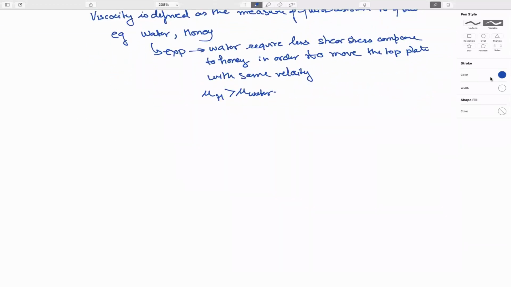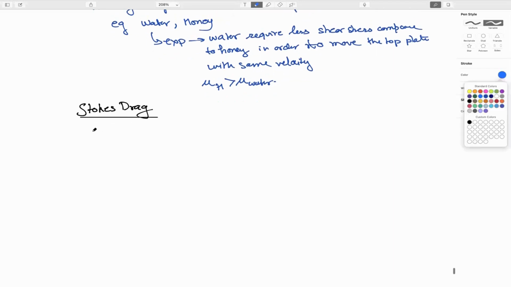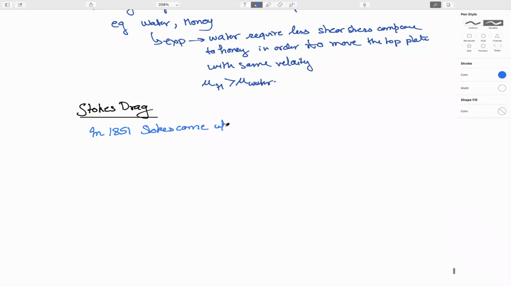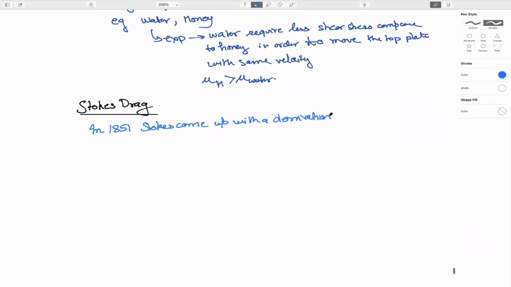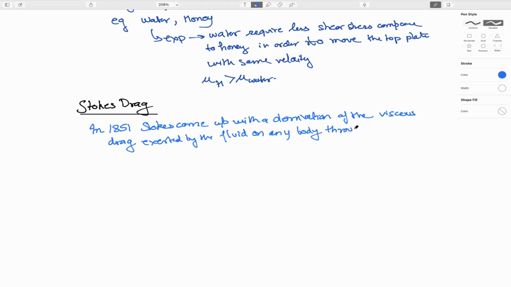Why am I telling you about all these viscous stresses? We need to understand the Stokes drag. In 1855, Stokes came up with a derivation of the viscous drag exerted by the fluid on any body around which the fluid is flowing.